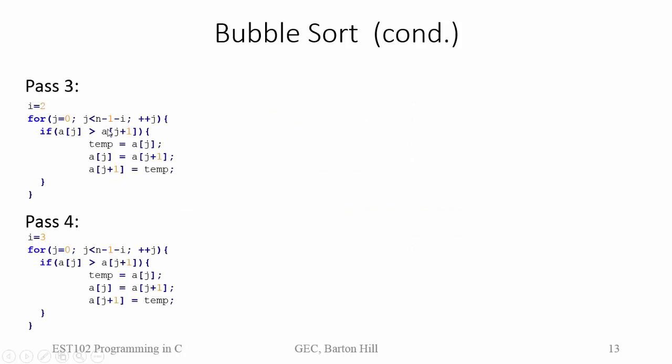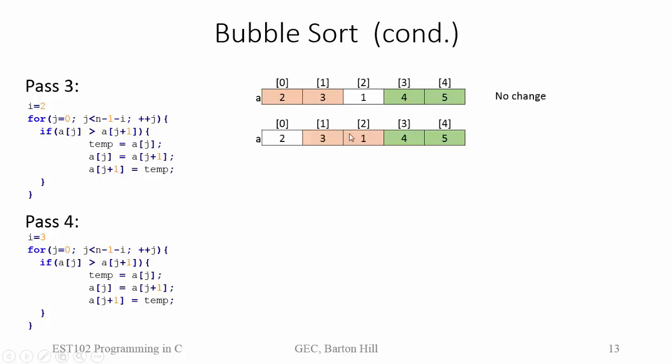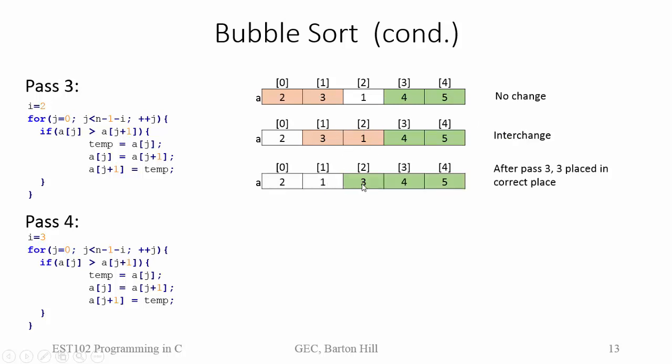Okay, this is the code. These are all the same code; here just the value of i is changing. Again a of 0 and a of 1 are compared, it is in order, so no change. Then again a of 1 and a of 2 are compared, it is not in order, so they are swapped. So 1 and 3, and the last three elements are in order. After this we don't have to compare the last elements because they are already in order.